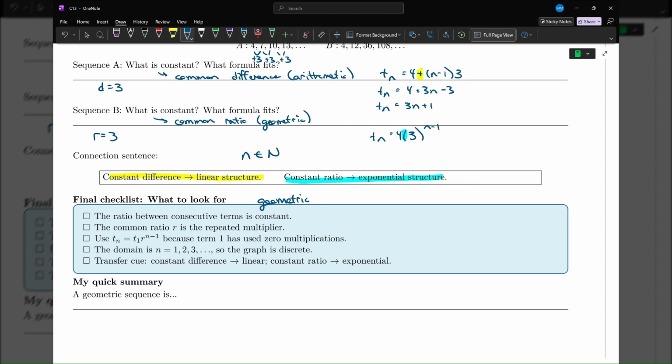Your formula is going to be T sub n equals T sub 1 times r to the n minus 1. Because term 1 has 0 multiplications, that's why you're using the n minus 1 as we discussed. The domain is natural numbers, so 1, 2, 3, and so on. And then your transfer question.